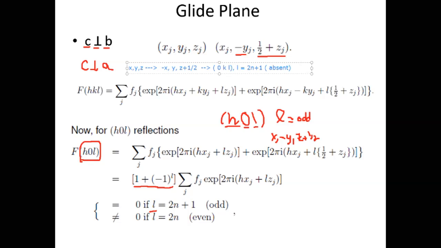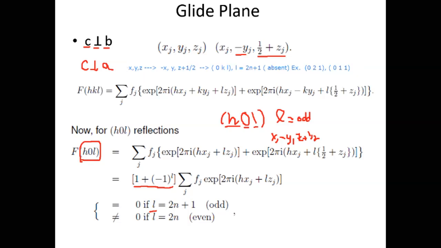So what type of reflections are we talking about? So for example, 0, 2, 1 would be systematically absent because the L is odd, or the 0, 1, 1, because L is odd, is going to be systematically absent for a C-glide perpendicular to A.